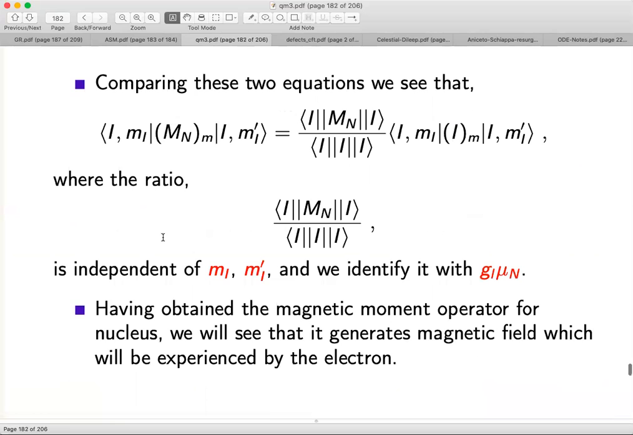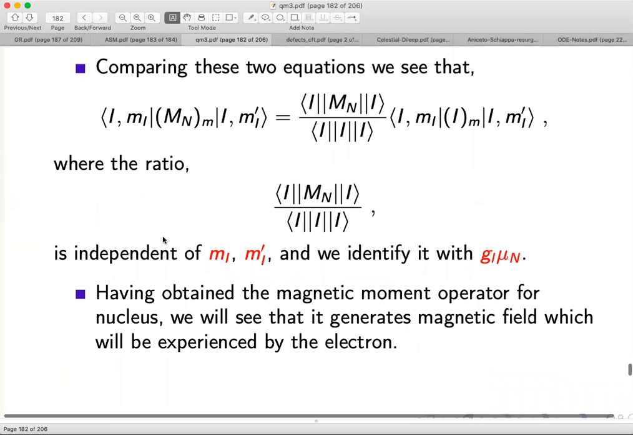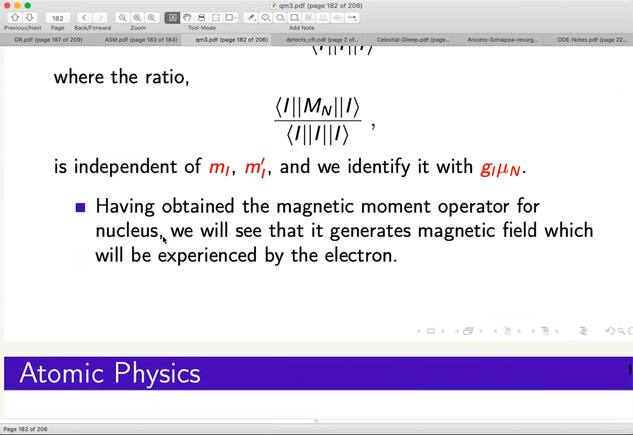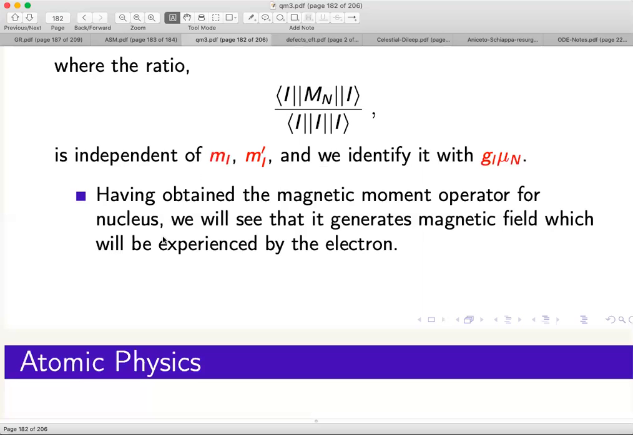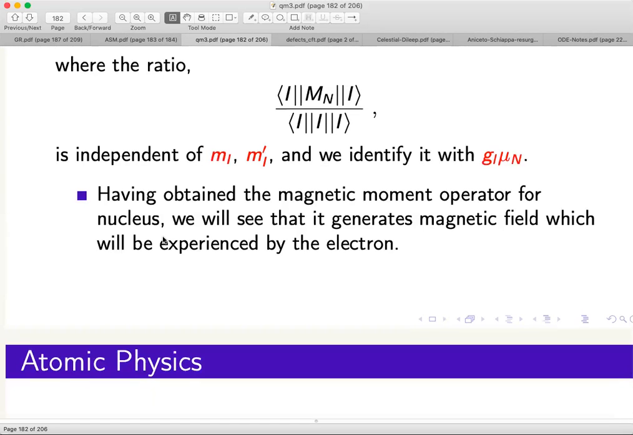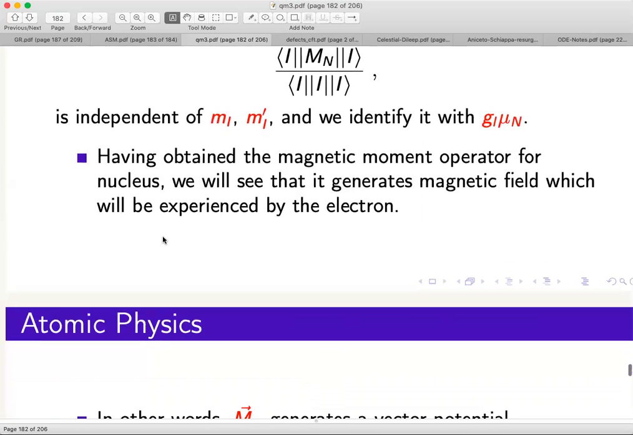So this statement basically makes sense only for the nuclear ground state. For an arbitrary excited state, this formula we may have to really modify. There may be additional factors, but we don't care about that because our problem concerns only the nuclear ground state. We are not going to use anything else.